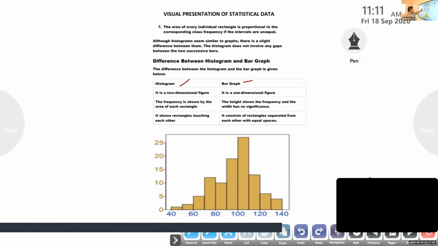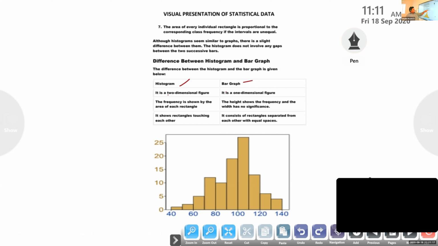First of all, histogram is a two-dimensional one. Bar diagram is a mono or single dimensional one. The frequency is shown by the area of each rectangle, so otherwise the histogram is called an area diagram. In a bar graph, the height shows the frequency and the width has no significance. But in a histogram, both height and width matter.